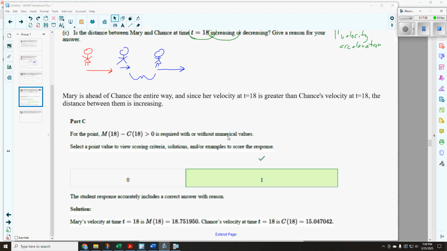So you didn't really have to give these numbers here, M of 18, 18.751, and C of 18 at 15.047. It doesn't hurt to do it, but I think our answer is better, and I actually think our answer is even better because we have said that Mary is ahead of chance the entire way, which is important. If you didn't know that, then you'd have to do the problem differently.